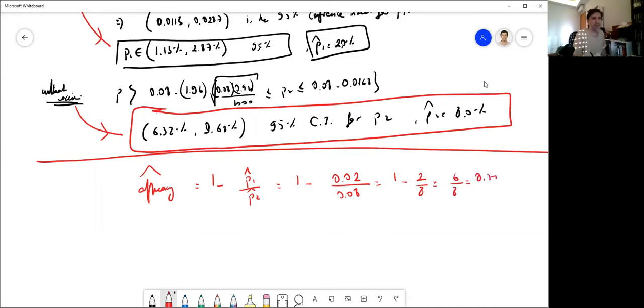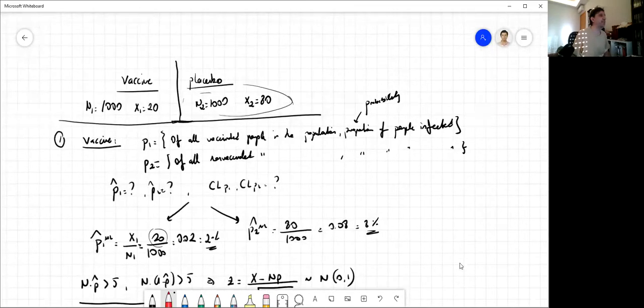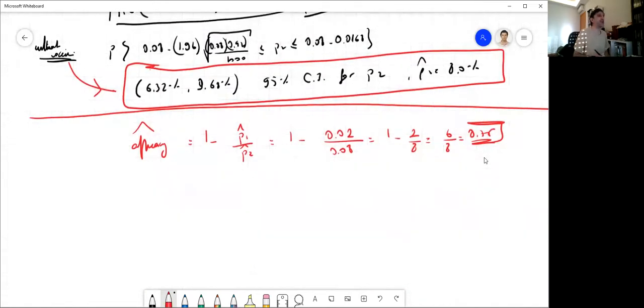Is it 0.75? Yes. The point estimate of efficiency of the vaccine for this case is 0.75. Now, if you ask the question, what is the 95% confidence interval for the real efficiency, for this real ratio? This becomes a much more difficult question, which we are not, unfortunately, going to go into.